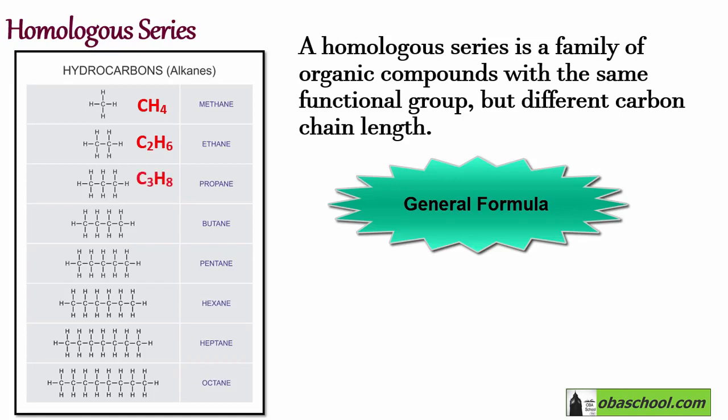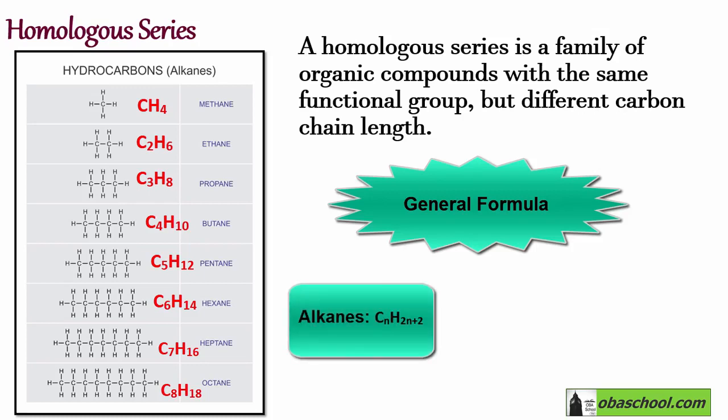C2H6, C3H8, C4H10, C5H12, C6H14, C7H16, C8H18. So we can find that the general formula of alkanes is CnH2n+2, where n is the number of the carbon atoms.